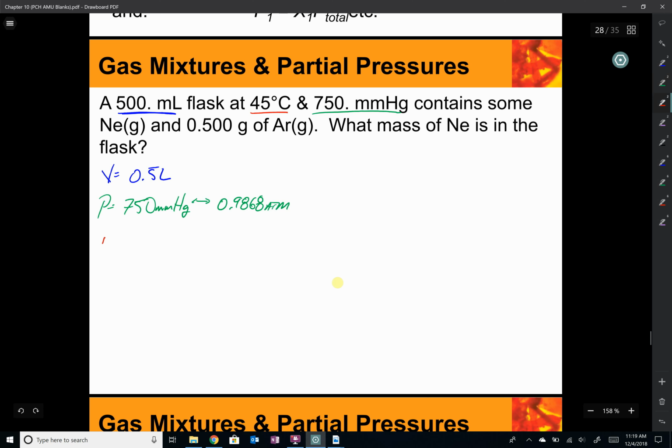We're given temperature, right? I'm going to go ahead and convert that into Kelvin, so 318 Kelvin, all right? And we're given one last bit of information that we always have, R, right? We always have R around. So 0.08206 liters atmospheres per mole Kelvin. Okay.